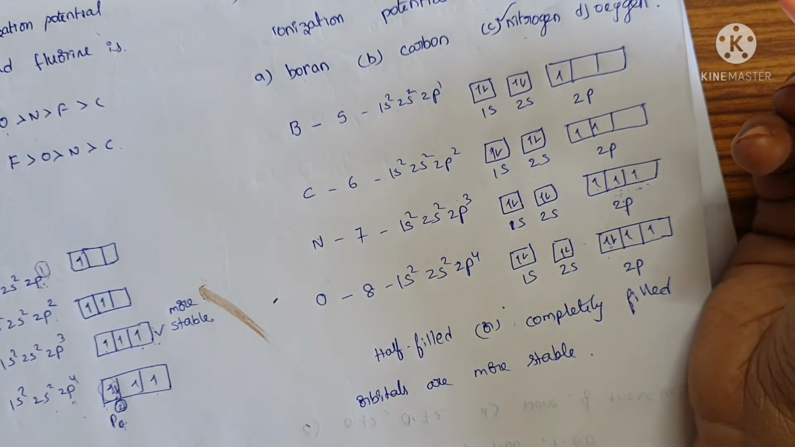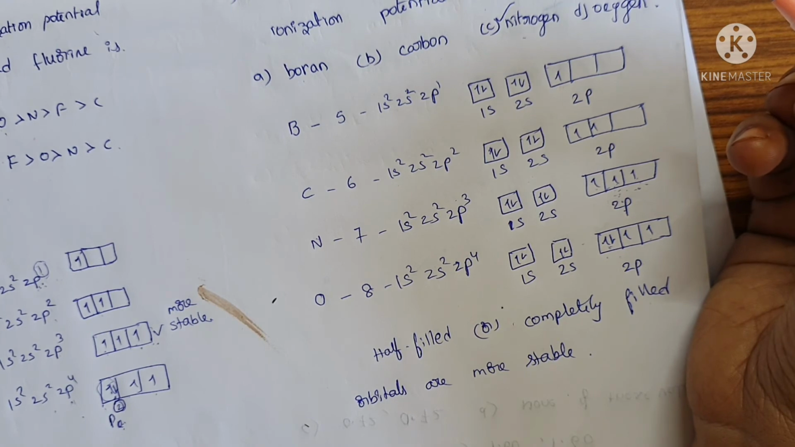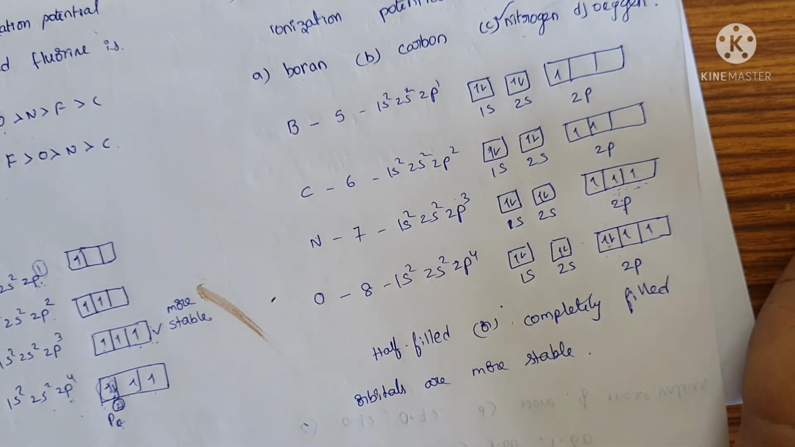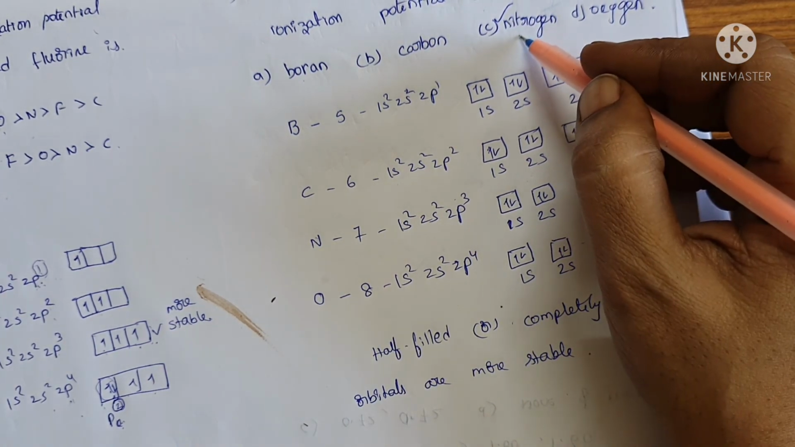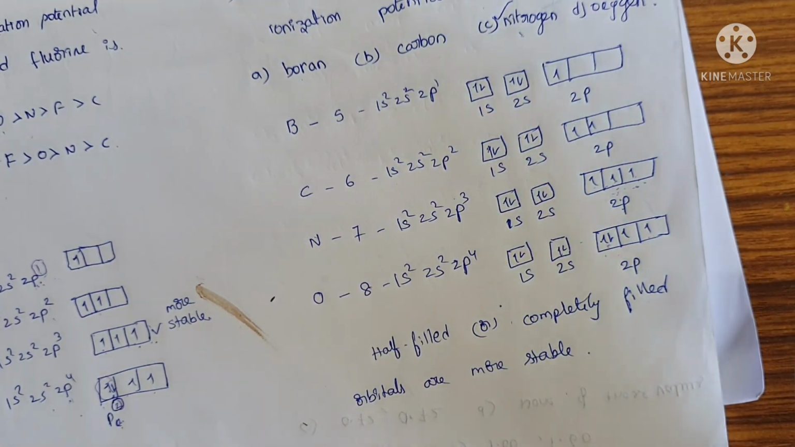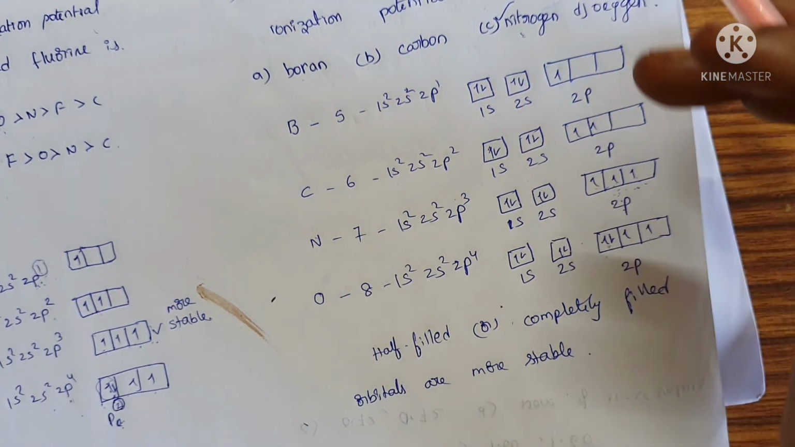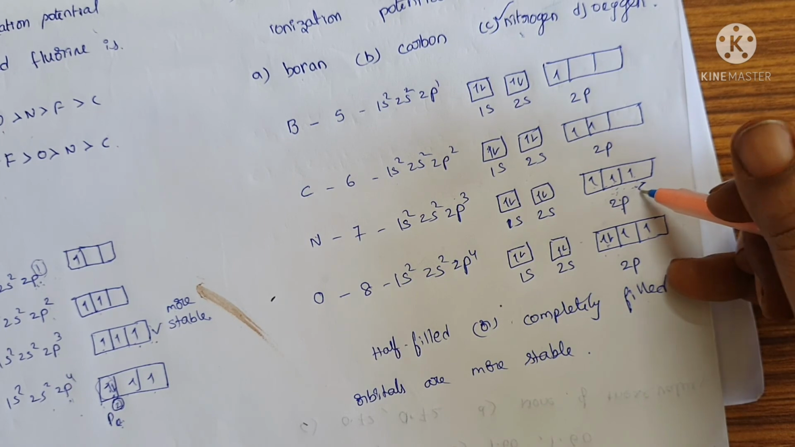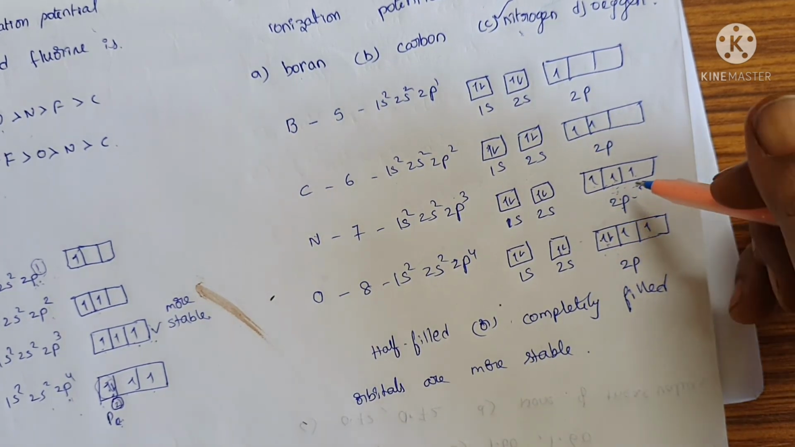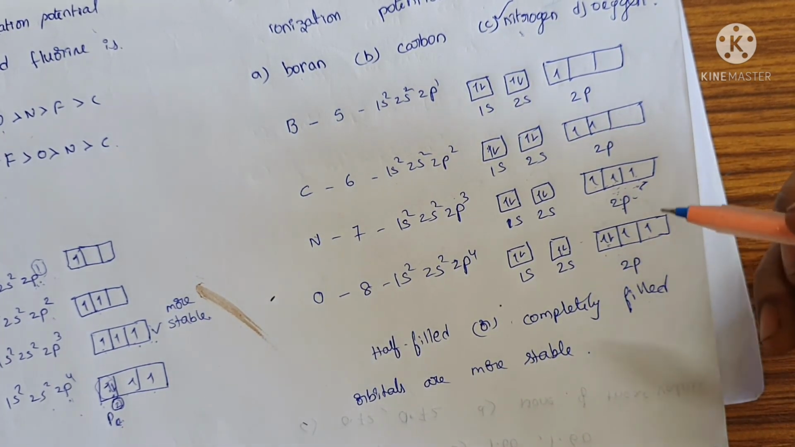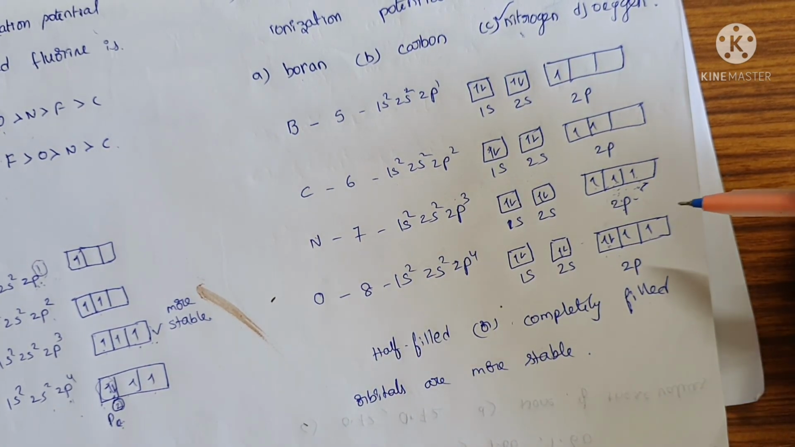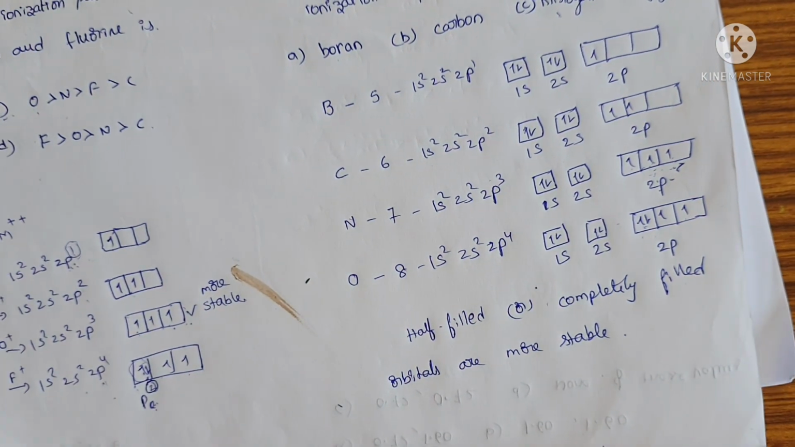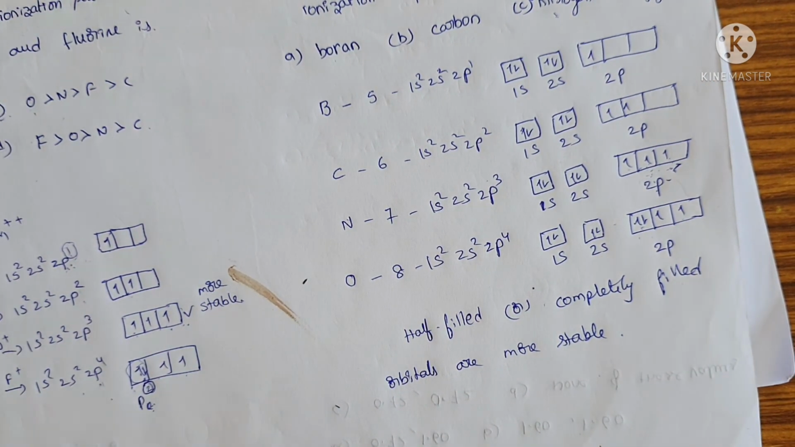What is ionization potential? The energy required to remove an electron from the outermost electronic configuration. So nitrogen has the highest first ionization potential because of its electronic configuration. The outermost configuration of nitrogen is half filled, so it is more stable, and we can't easily remove an electron from nitrogen. So that is today's class. See you in the next video.